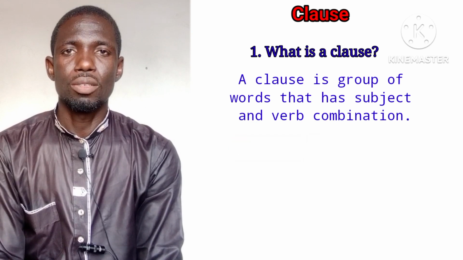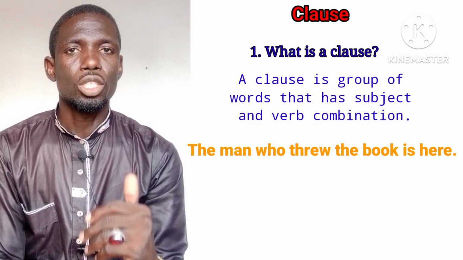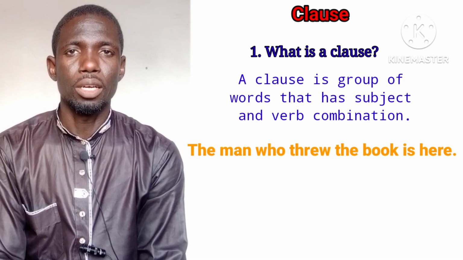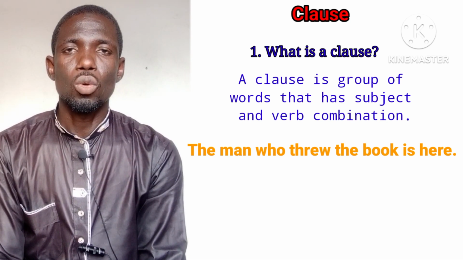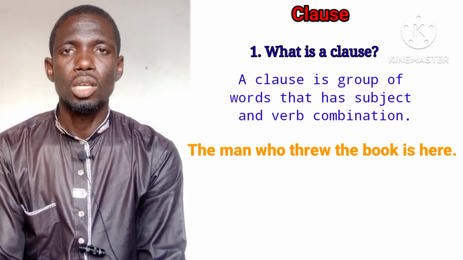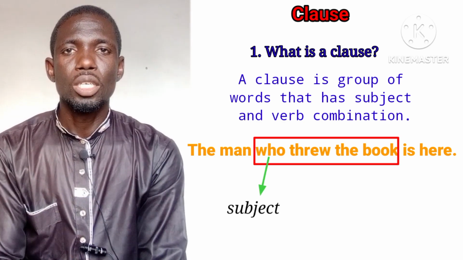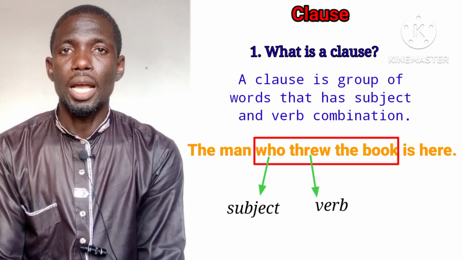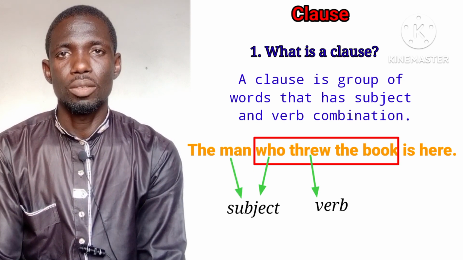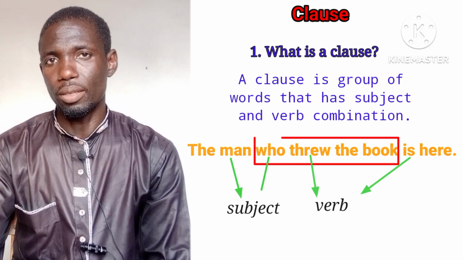And if you have this sentence, the man who threw the book is here. So here we have two clauses. Who threw the book? Who is the subject. Threw is the verb. So therefore this one is a clause. And the man is the subject. That means is here is the completion of the first statement, that is the man. So this is the independent clause.